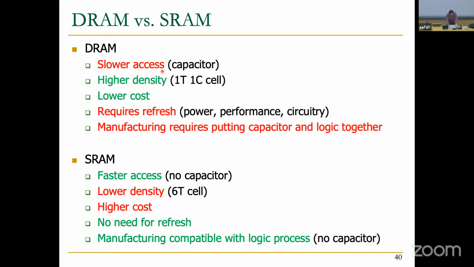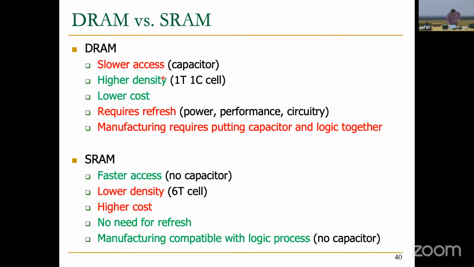DRAM compared to SRAM has slower access. This is due to how the technology works. Your capacitor operates fundamentally slower compared to that back-to-back inverter, whereas SRAM is faster. With DRAM, you can have higher density because you have 1 transistor and 1 capacitor, whereas you have 6 transistors in an SRAM cell. It can be less or more than 6 transistors. We've covered that. But in general, a DRAM cell takes up much less area to implement than an SRAM cell. You have lower cost for DRAM because you can implement more cells per chip area.